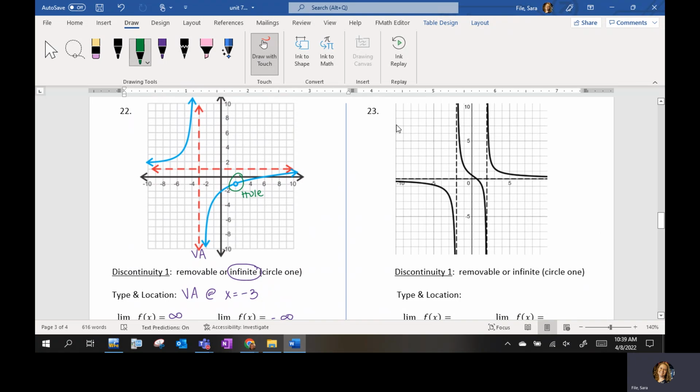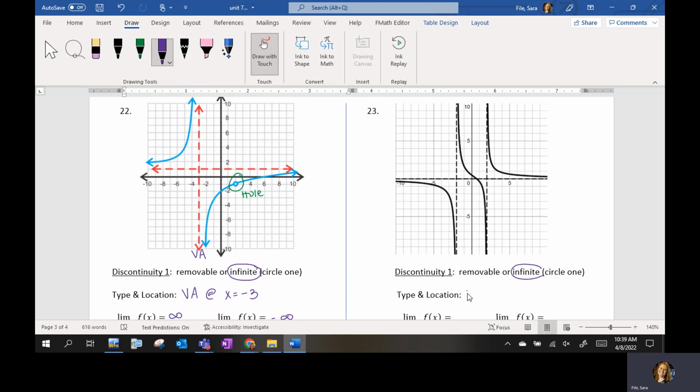All right, what about in this next one? What types of discontinuities do you see? Two vertical asymptotes. So both discontinuities here are vertical asymptotes, so infinite. But the horizontal asymptote is not a discontinuity. Discontinuities are just the vertical asymptotes and the holes, the breaks in the domain. The horizontal asymptote guides the end behavior, but it doesn't affect the domain.